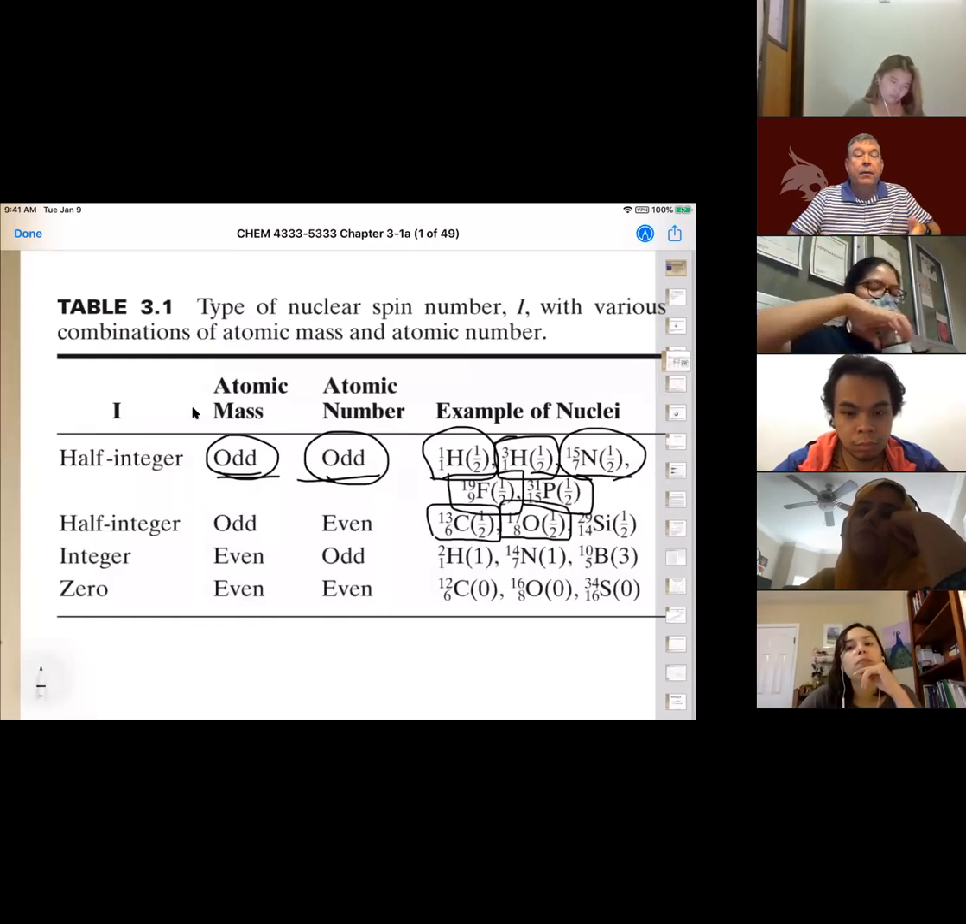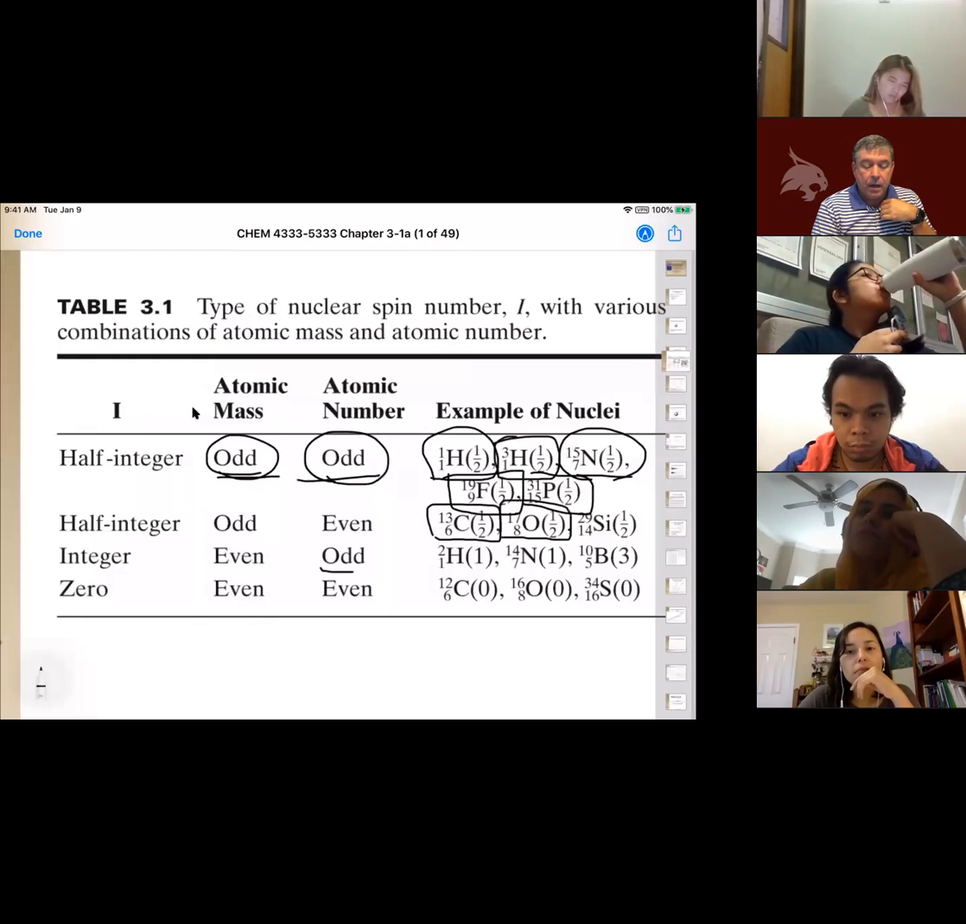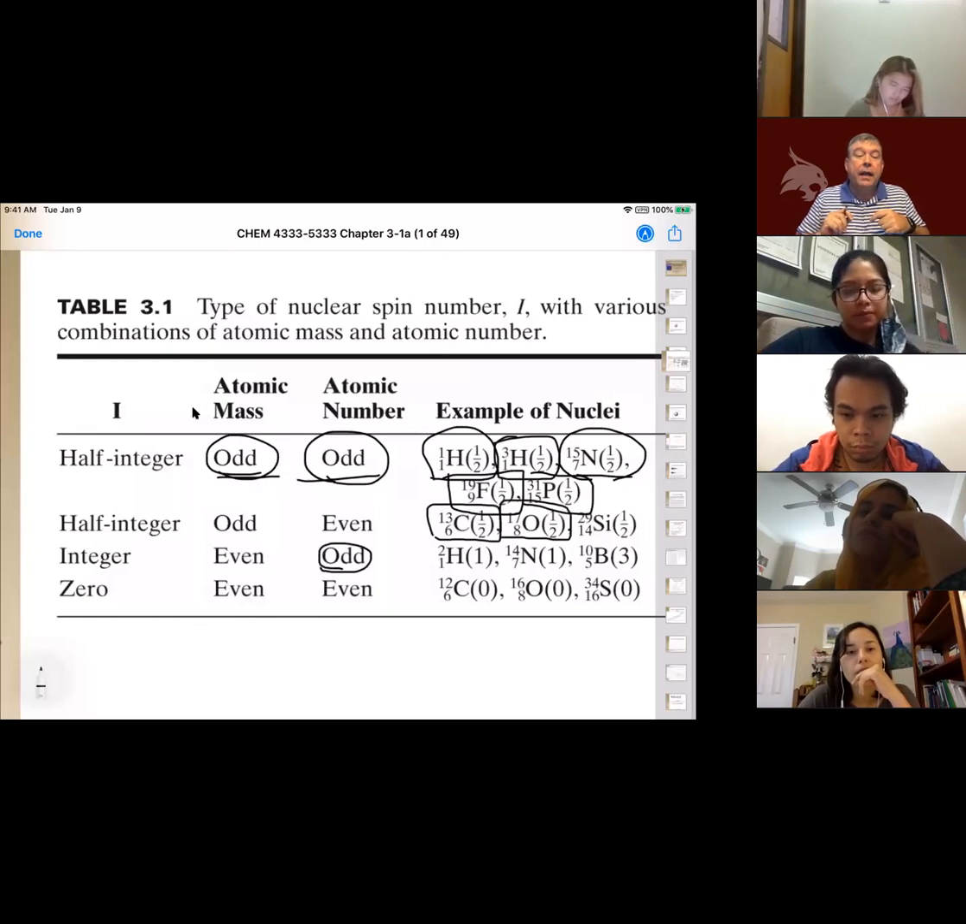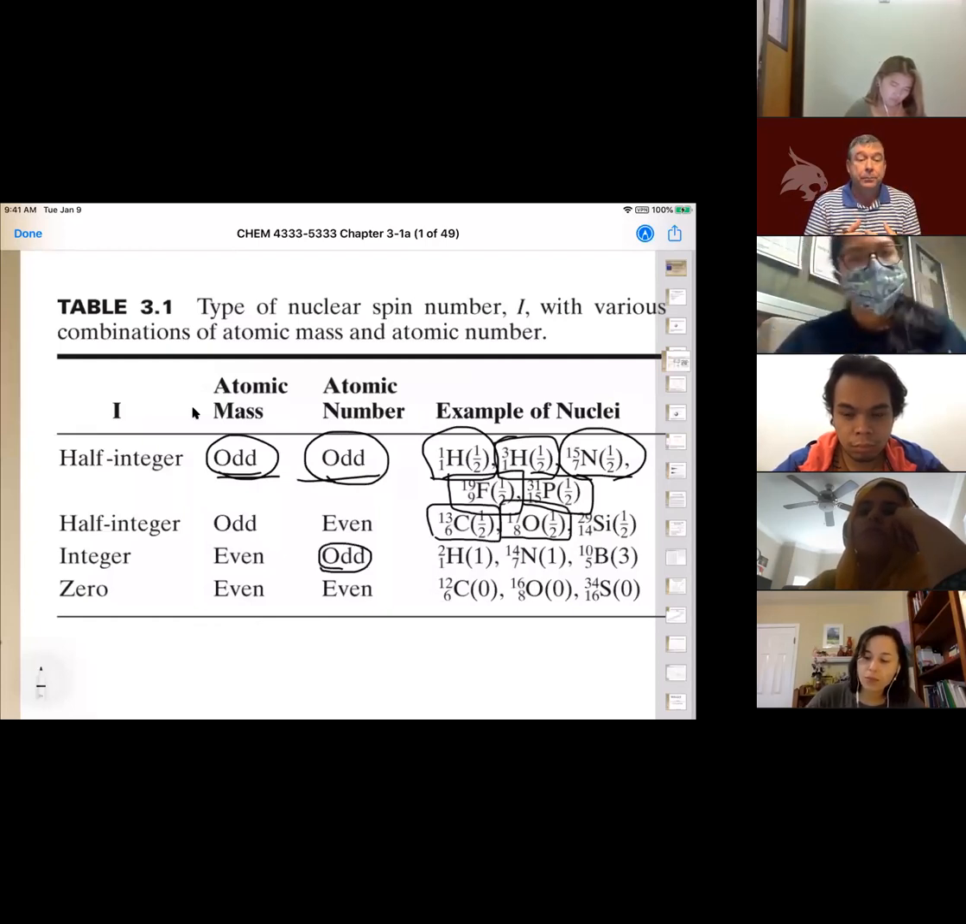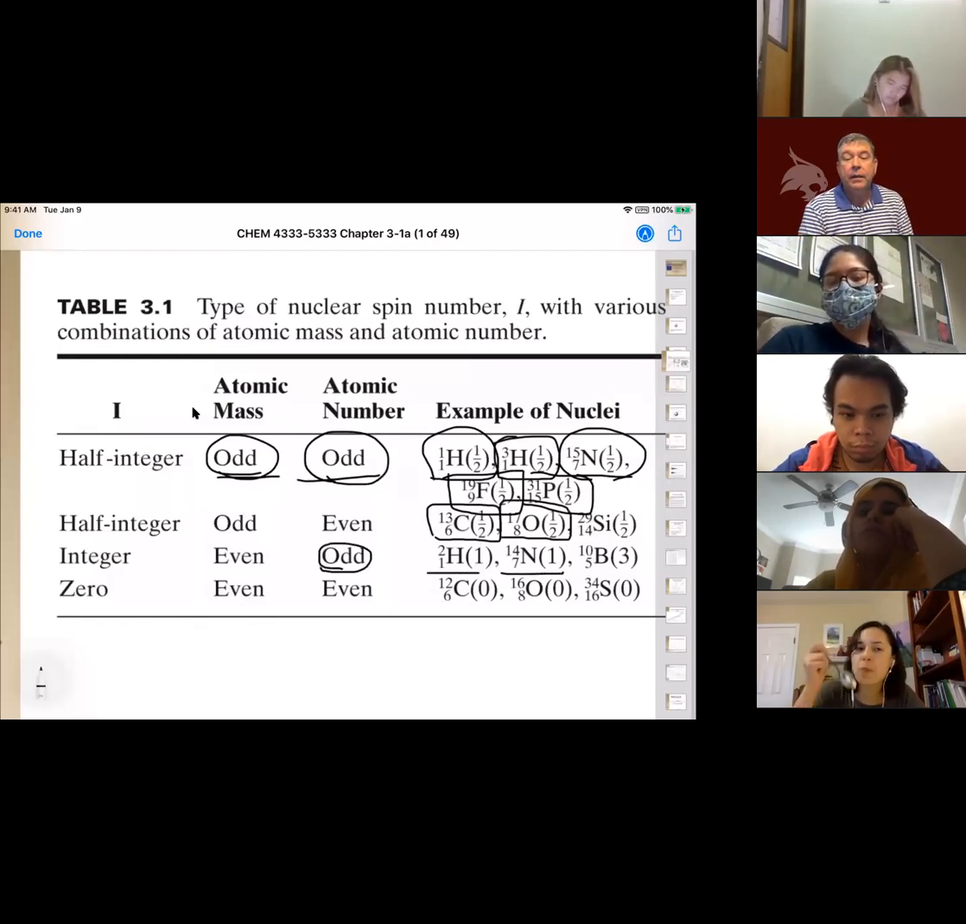Now, if we go to the idea that we have an odd atomic number but an even atomic mass, that means we're going to have a balance between neutrons and protons, and we're going to end up with a spin that's an integer. So in the case of deuterium, or the primary isotope of nitrogen, we have a spin of 1.